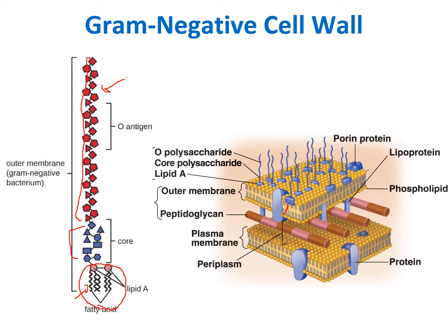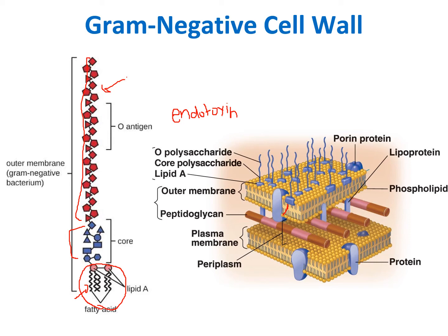All right, so that O antigen is part of the lipopolysaccharide, as is the lipid A. And I don't remember if I said it, so just in case I didn't, I'll say it now. Lipopolysaccharide is called an endotoxin. Endotoxins are toxins that are actually part of the cellular structure. So that's what LPS is. Just a couple more things about the outer membrane.